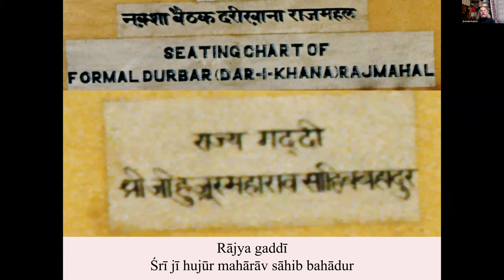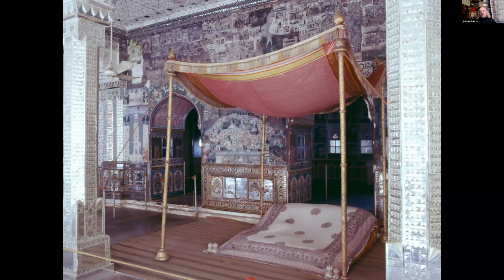And who is seated there? This is Sri Ji Huzur Maharao Sahib Bahadur. That means the Maharao of Kota. He sits in the center. And he is not alone. There are people standing behind him. This is the Rajgadi, sheltered by a shamiana, although the sun wouldn't shine inside.